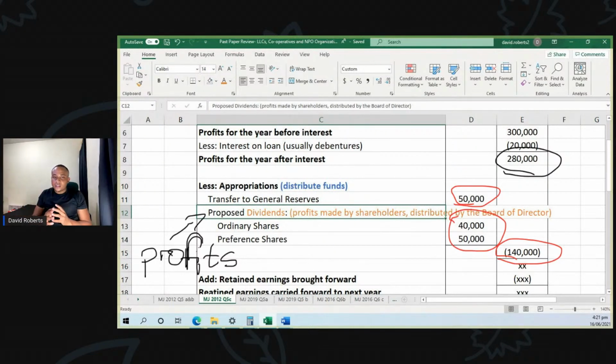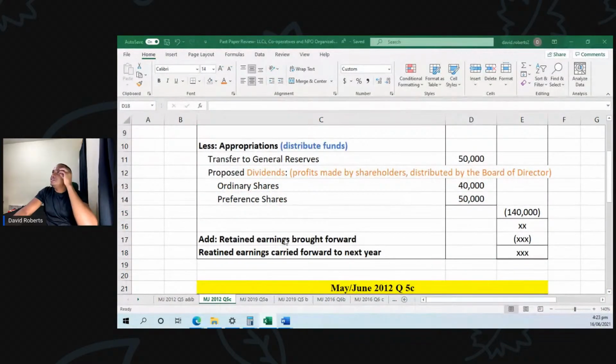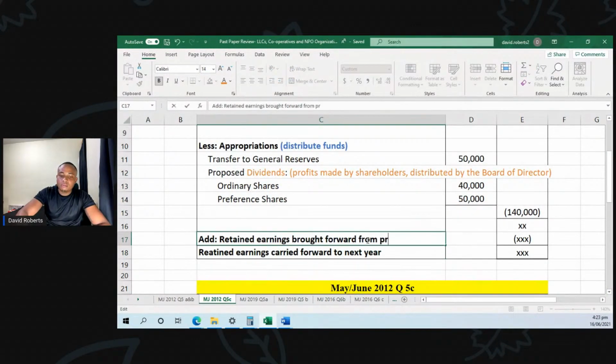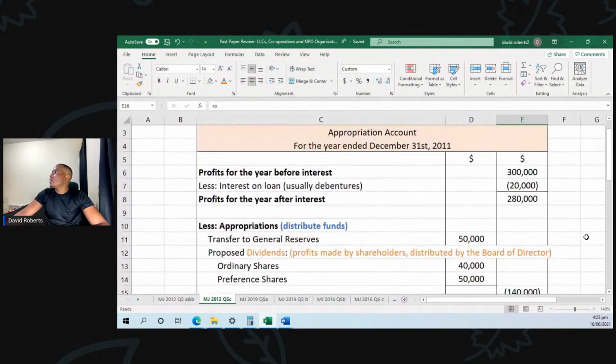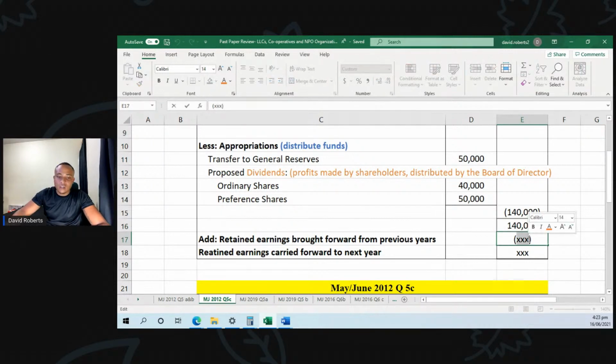Now, after we do the appropriations, what we need to do as well is add the retained earnings brought forward. This is from previous years, right? And here I'm just going to get the answer. So this will equal 140 here, and let's say that the retained earnings from years before is 150,000, and therefore this will be added. So therefore we have it at 290.